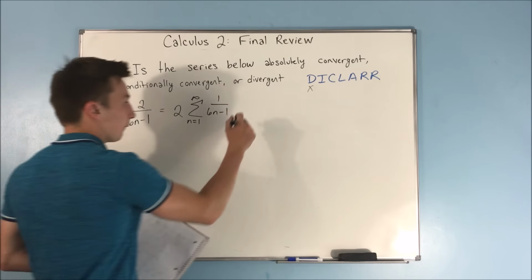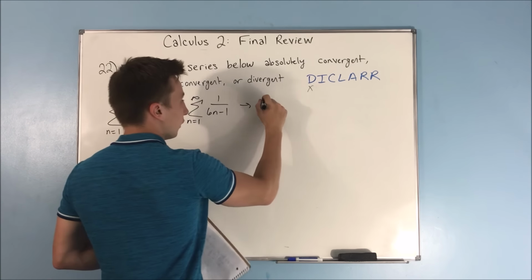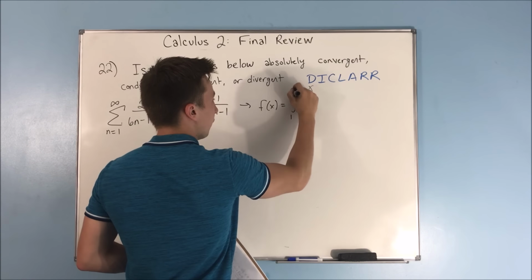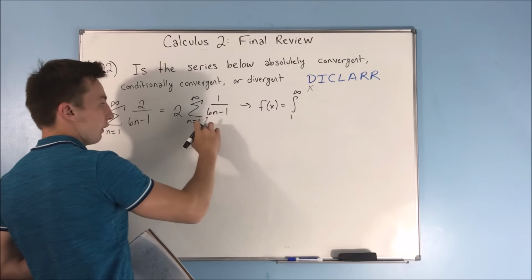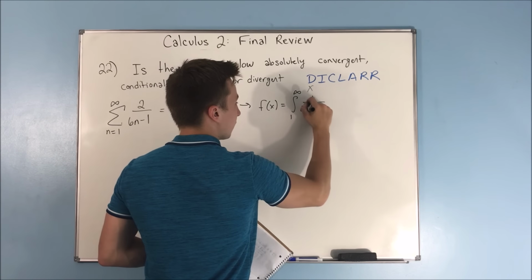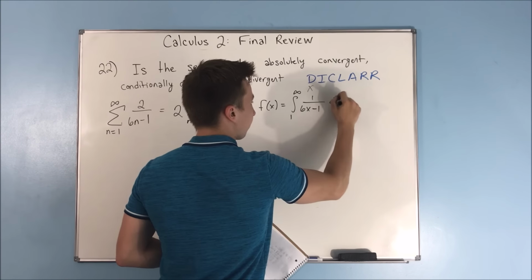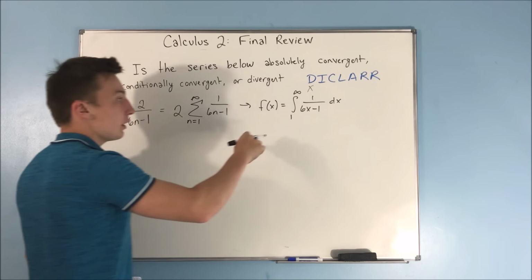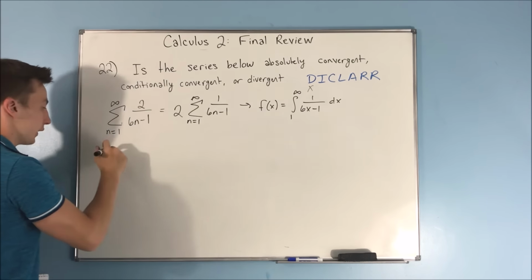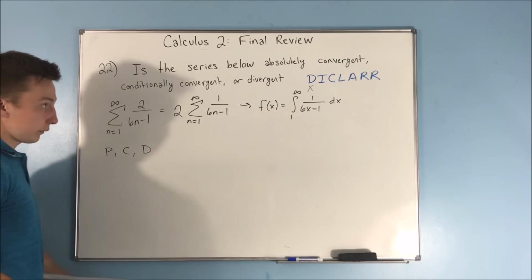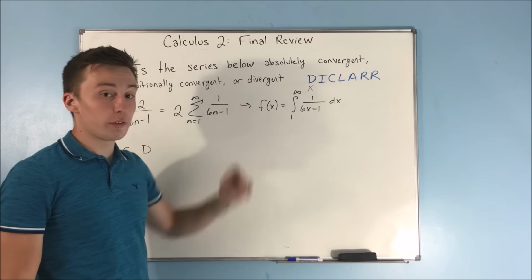We're going to compare this to the function, let's go f of x equals the integral from 1 to infinity of 1 over 6x minus 1 dx. Now to make sure that we can do this, we need to make sure that this function is going to be positive, continuous, and decreasing along this interval from 1 to infinity.